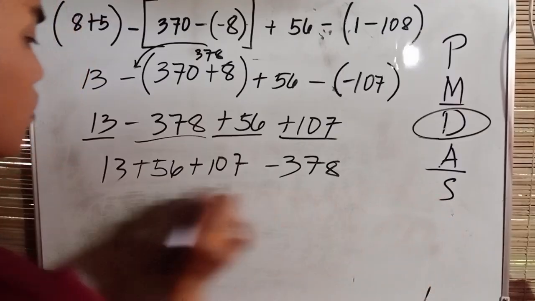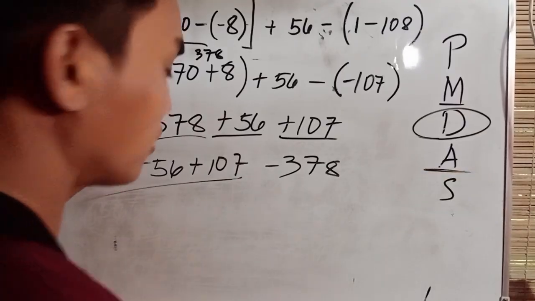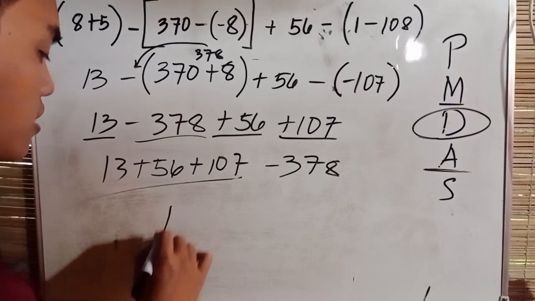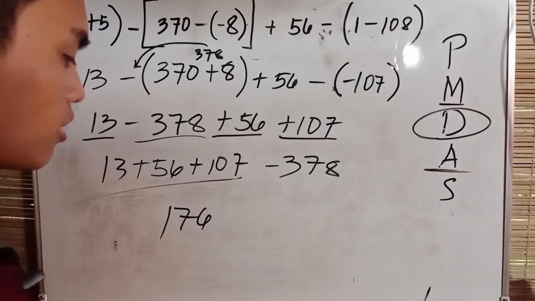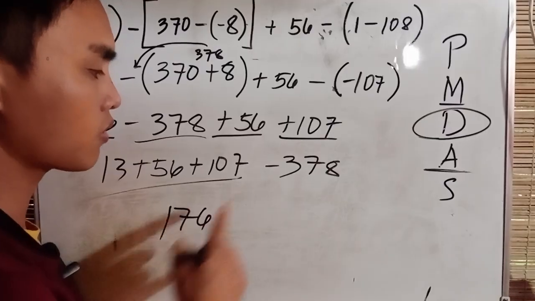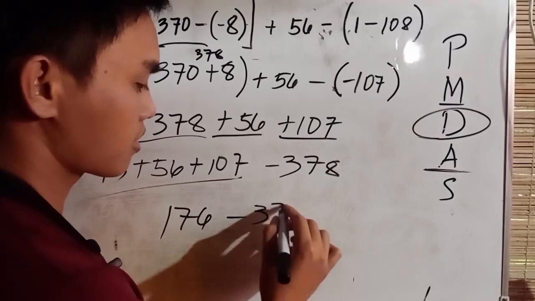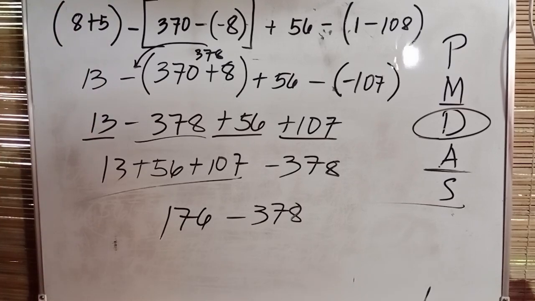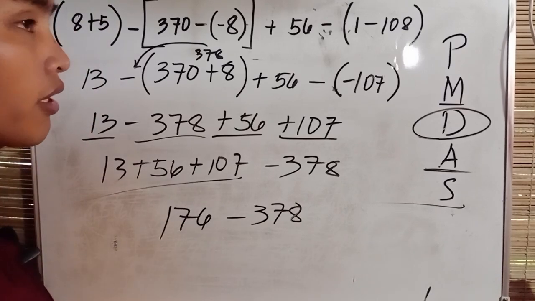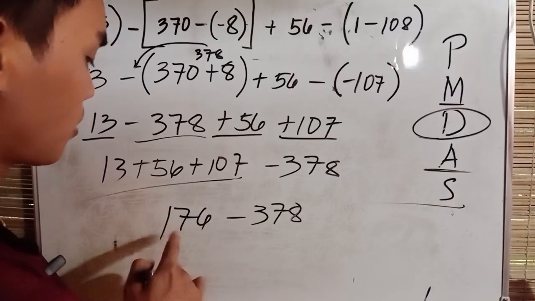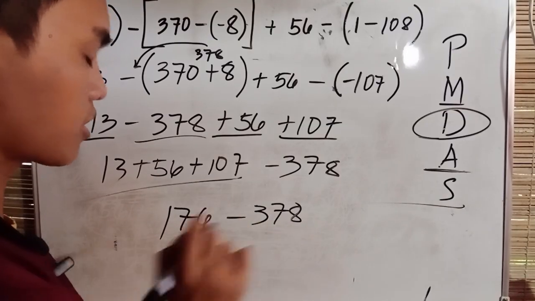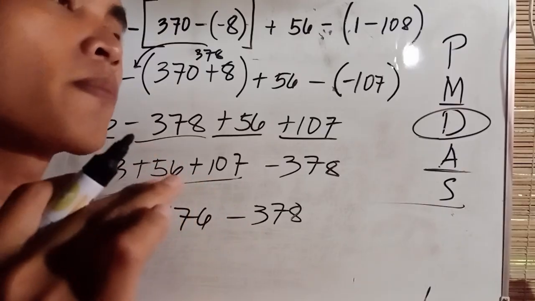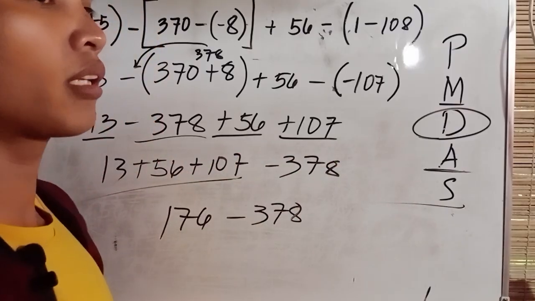Now we have to add. Let's use this one. So 13 plus 56 plus 107, this is basically 176. Positive 176. Now subtract by 378. So we will use now the subtraction method. Since they are not having the same sign, the other one is positive and the other one is negative, we will follow the rule for adding and subtracting integers.